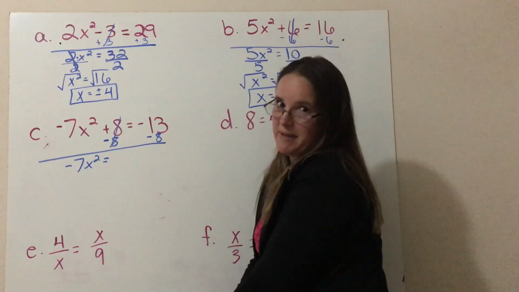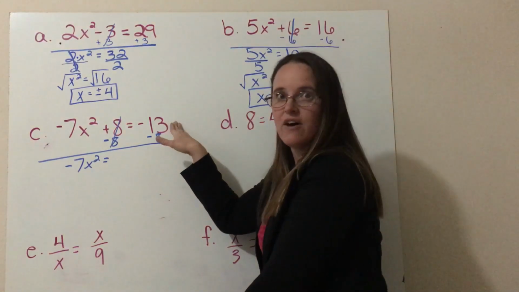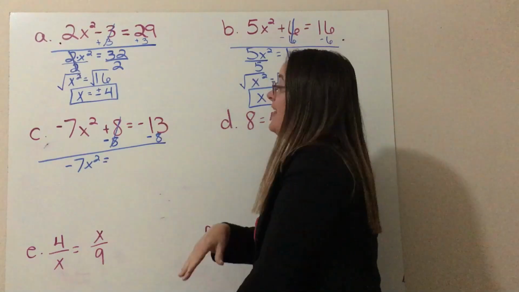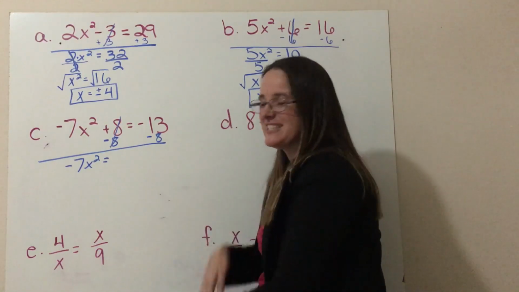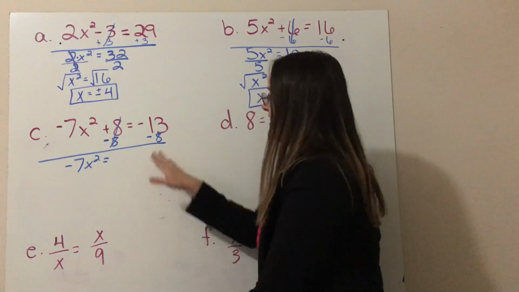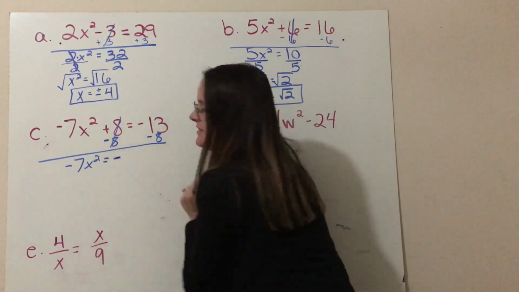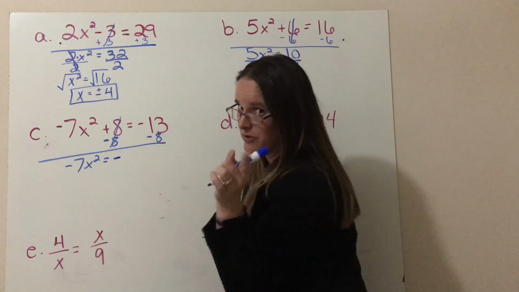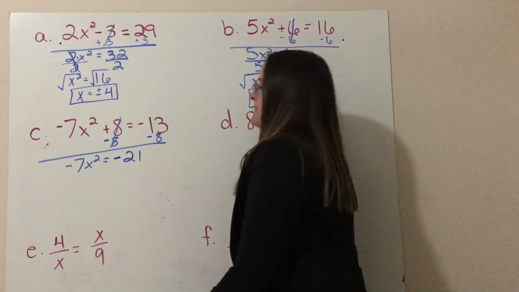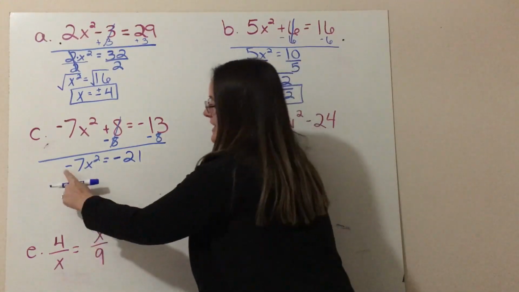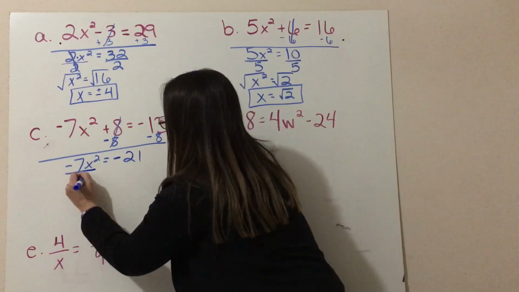So I look at this like money. Let's say I owe you $13. I am $13 in the hole, negative. Then I borrow $8 more from you. So now I'm just digging a deeper hole of debt. I don't owe you 13 anymore. Now I owe you, that negative sign means I owe you money, $21. Okay? Now I want to cancel out my times negative 7 here, so I'm going to divide by negative 7.